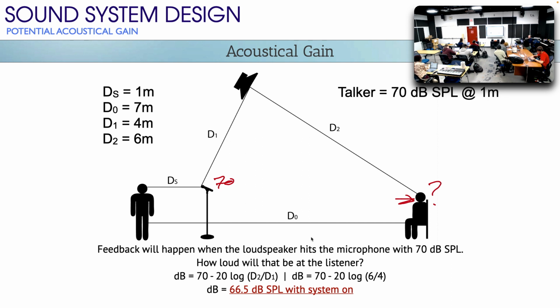And there will be a different amount of sound that will arrive at the other end for those two distances. It'll be louder, in this case, because D1 is shorter, we know it will be louder at the microphone than it will be at the listener. So it's going to be less than 70. We know that because it has to travel farther. So what would that be? What is 20 times the log of D2 divided by D1, or 20 times the log of 6 divided by 4?